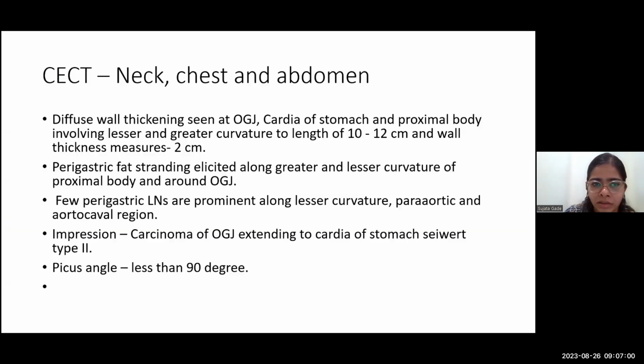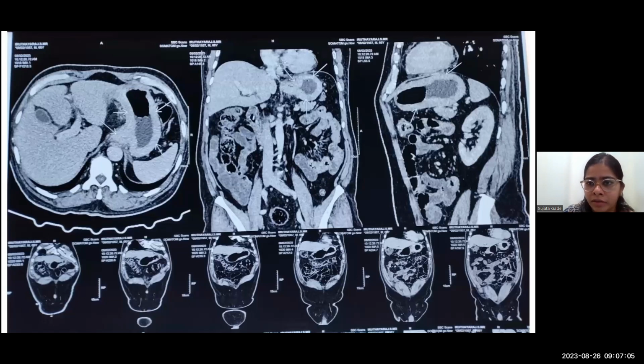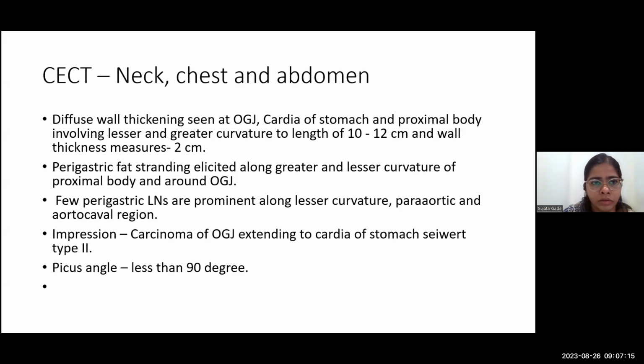And last time we discussed the CT scan. The Pico angle was less than 45, so involvement of the aorta was not there. Diffuse wall thickening was seen at the OG junction and cardia of the stomach, extending to the proximal body along the lesser and greater curvature of the stomach for a length of 10 to 12 centimeters and a maximum thickness of 2 centimeters, with multiple enlarged lymph nodes along the lesser curvature and greater curvature and in the para-aortic and aortocaval region.